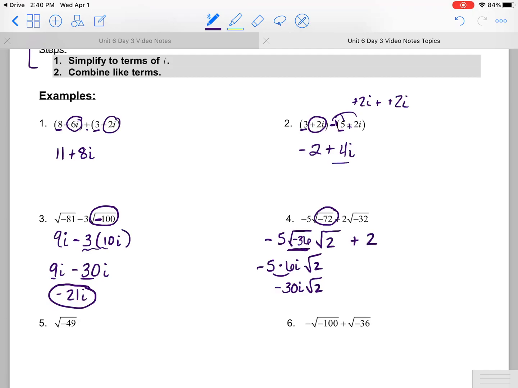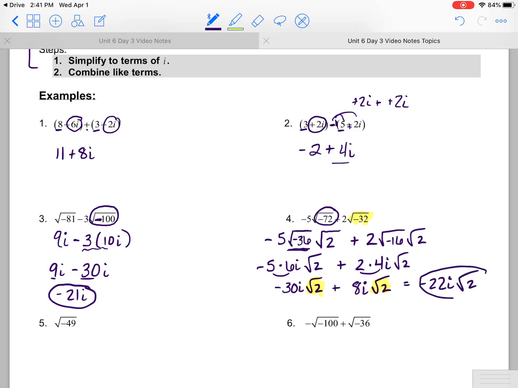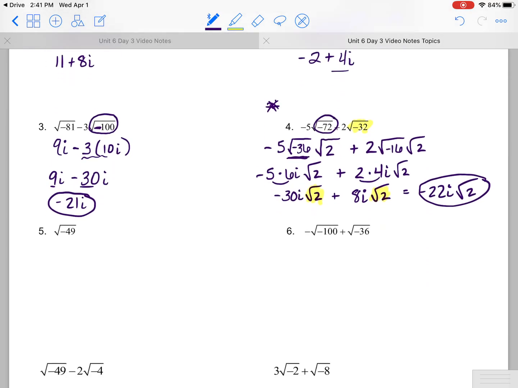Now let's work on the other part. So plus 2, and then the square root of negative 32. I can split that up into negative 16 and 2, which means I can simplify this to 4i radical 2. 2 times 4 gets me 8i radical 2. Now these are like terms because my radicals are the same. So negative 30 plus 8 is going to get me a negative 22i, and then you carry over your radical 2. This one's a bit of a tricky one, okay? Let's do some more examples.